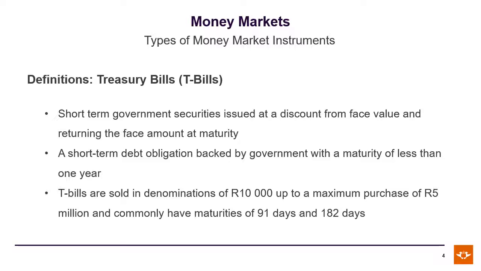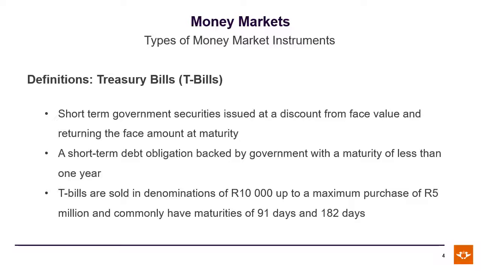Treasury bills, usually abbreviated as T-bills, are short-term government securities. They're issued at a discount to face value, and upon maturity, the investor holding this asset receives the full face value of this asset. It's a short-term debt obligation. It is backed by government. Here in South Africa, it is backed by the revenues and assets of the Republic of South Africa. It has a maturity of less than 1 year.